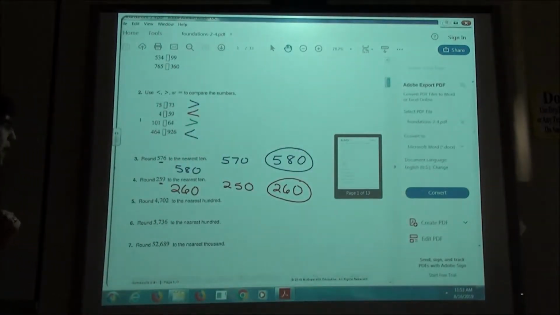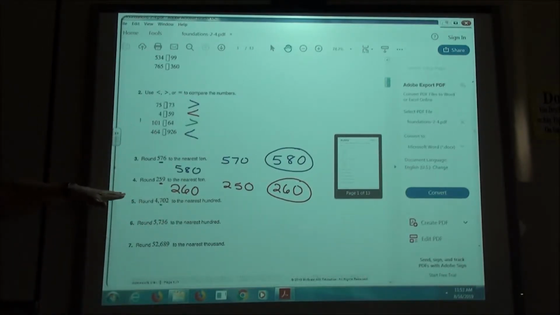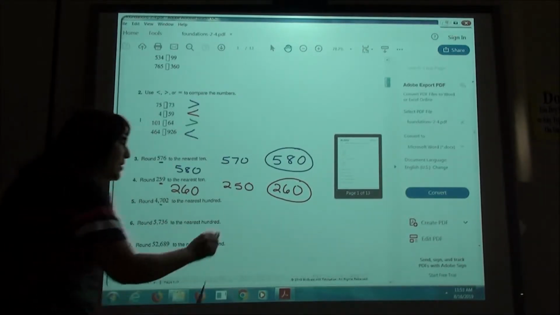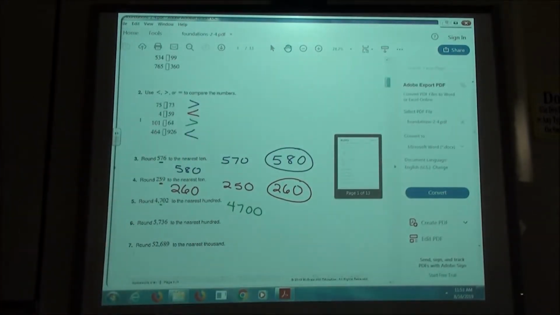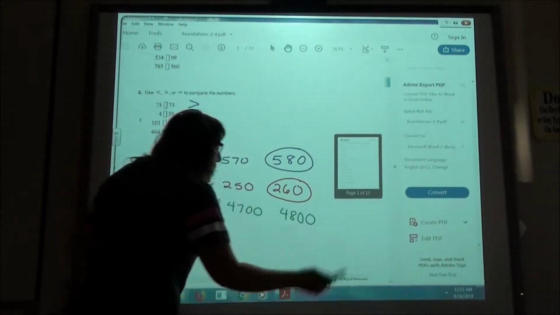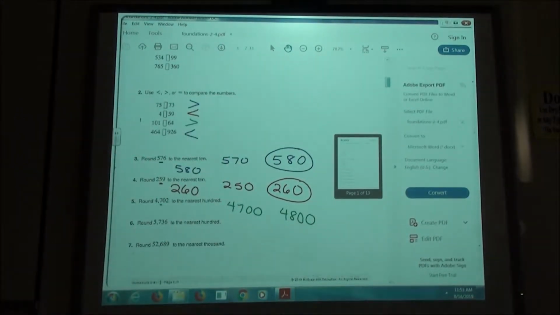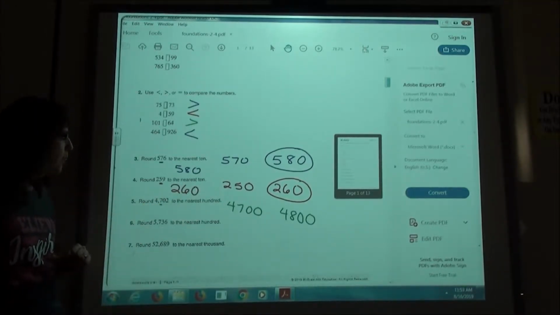So number 5, round 4,702 to the nearest 100. So again, I look at what's in the 100 spot, which is the 7. I'm going to leave the front numbers alone, change the rest to 0. So either I'm going to leave it at 4,700, or I round that up by 1 and make it 4,800, 1 in the 100 spot since I'm rounding in the hundreds. So do I leave it 4,700 or do I round it up to 4,800?